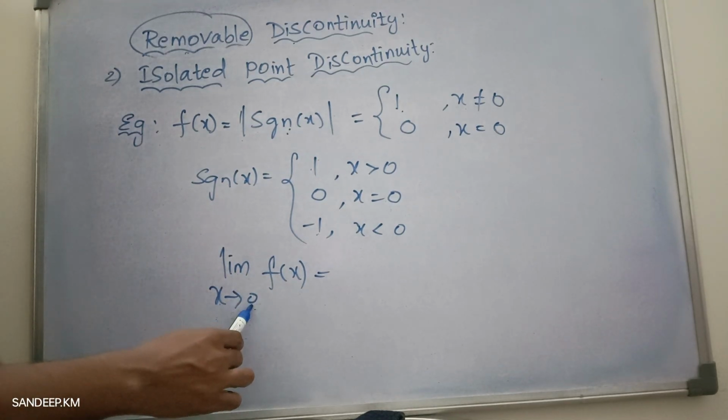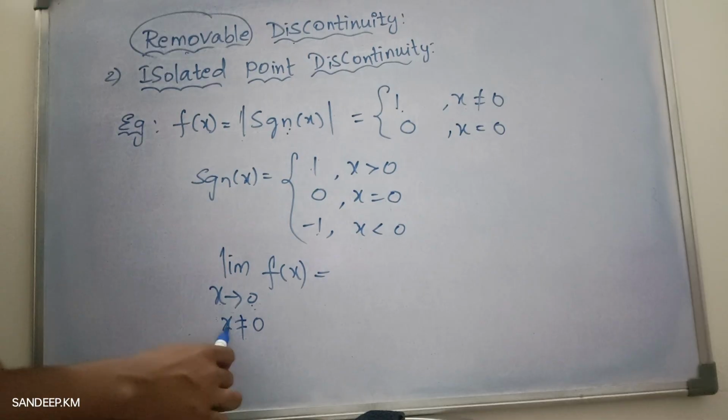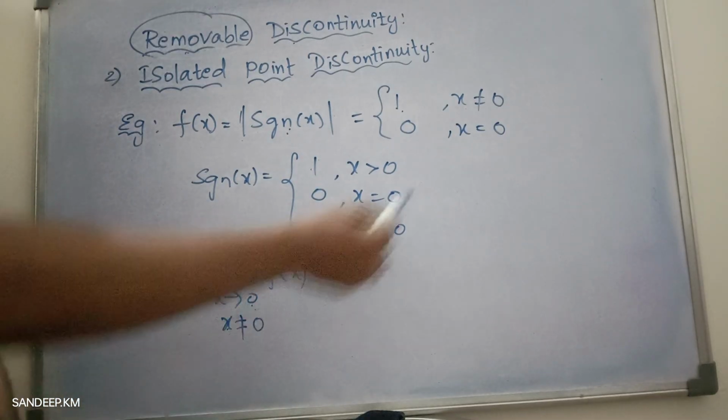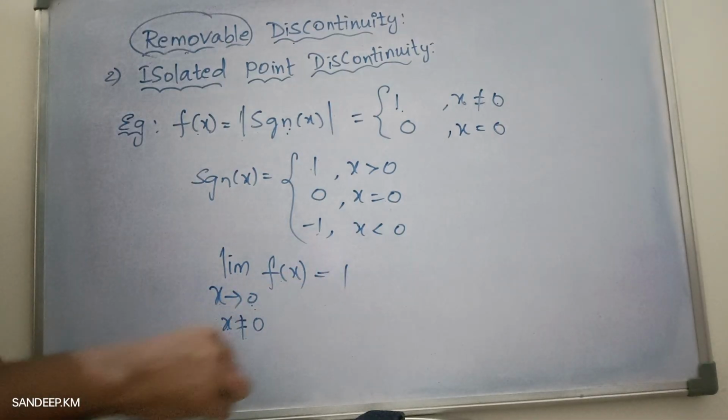x is only approaching 0. So x is not equal to 0. Okay, now x is not 0, x is only approaching 0. So that means x is not 0 only, right? When input is not 0, f of x is equal to 1. So f of x is equal to 1.